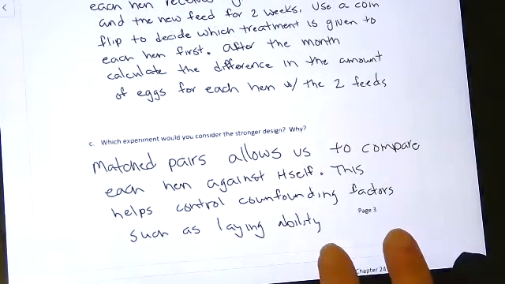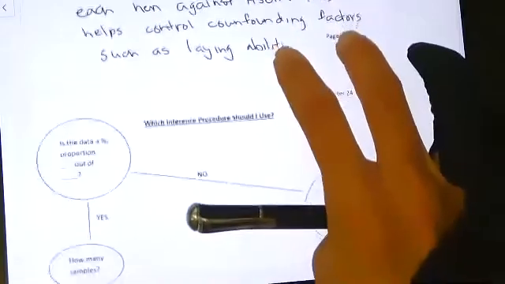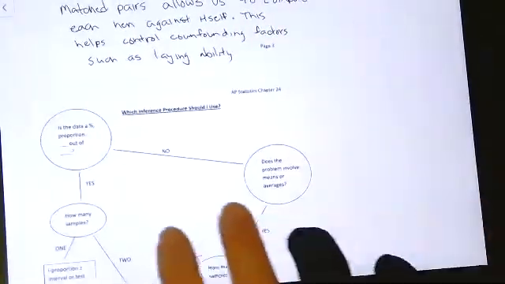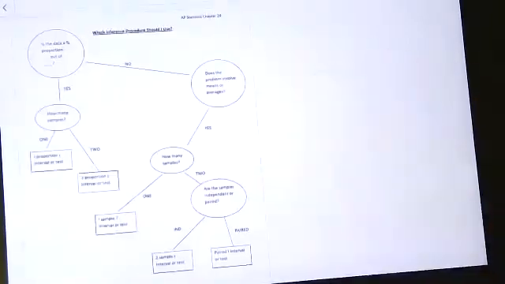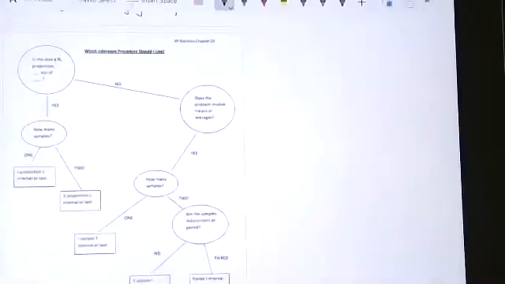If you have out of your 100 hens a whole bunch of different laying abilities, we do want to make sure that that is not part of our experiment. Okay, and this last page, this is just a flow chart. You guys have seen flow charts before, but we now have proportions and means. So it is important that you can tell which one is which.